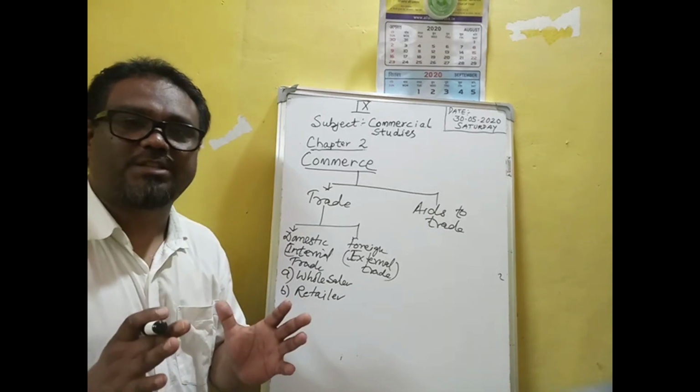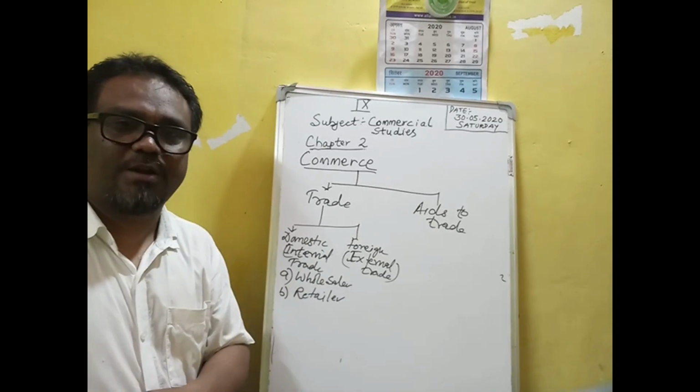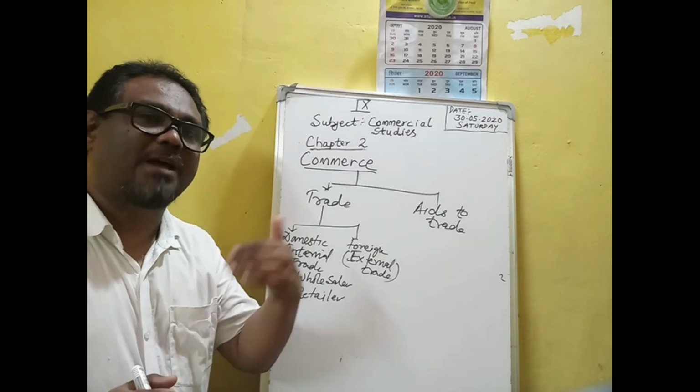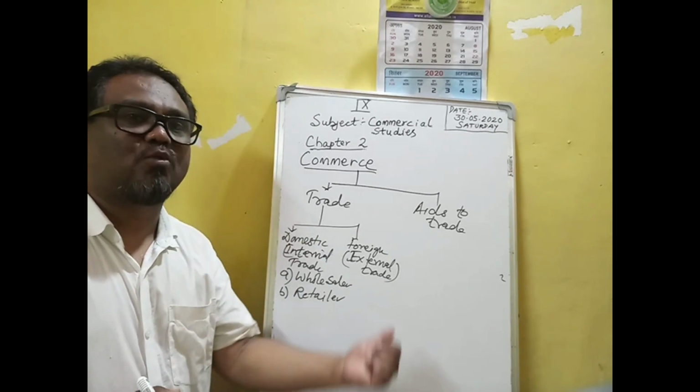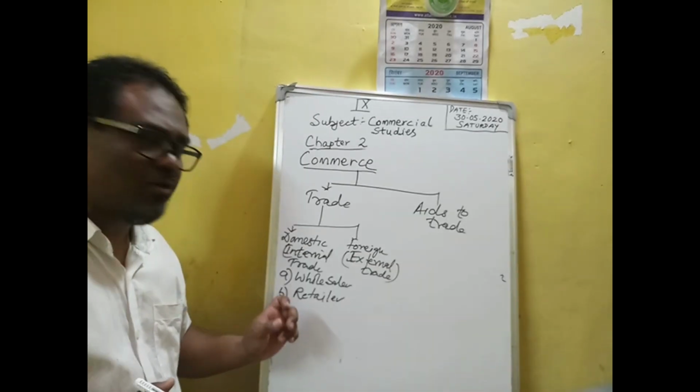Retailers are the small businessmen. They buy the goods from the wholesaler and sell the goods to the consumer. So the retailer is the last link in the channel of distribution. They buy the goods from the wholesaler and sell the goods to the consumer. They deal with a variety of goods.